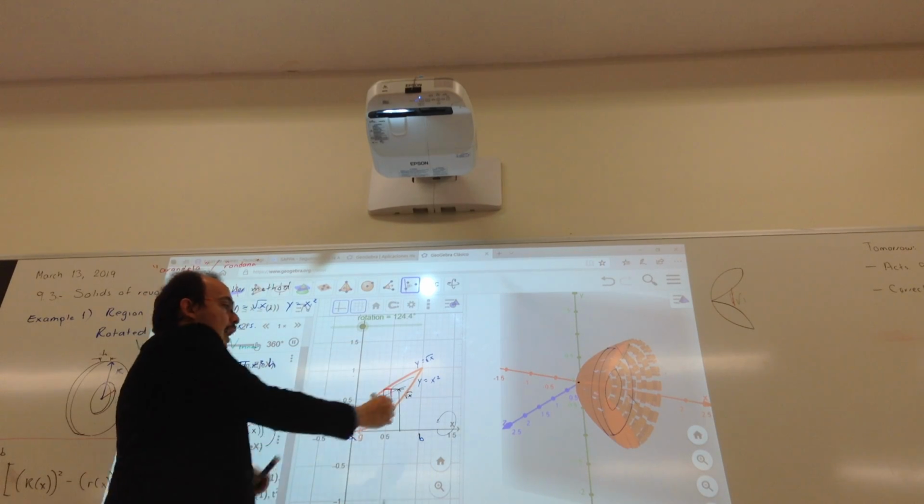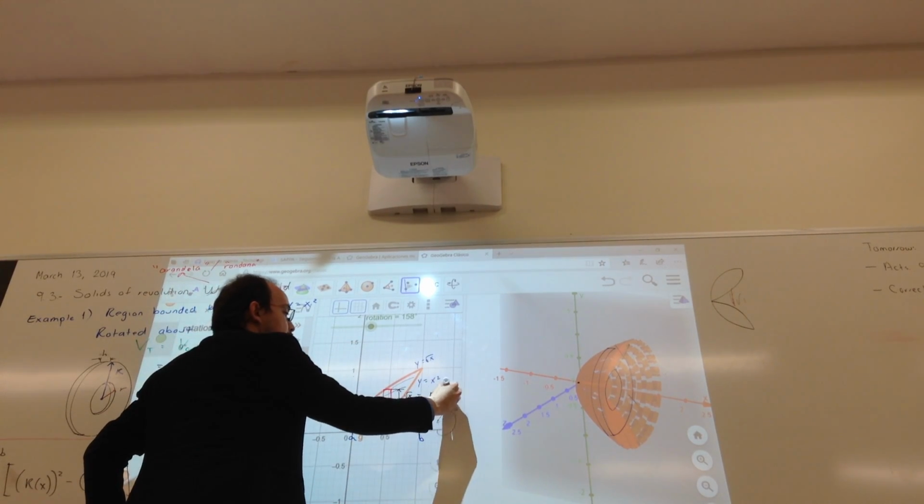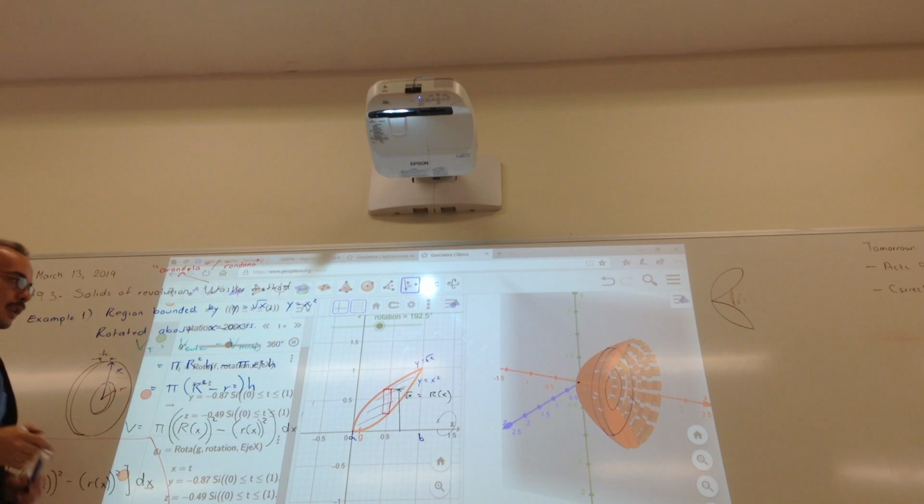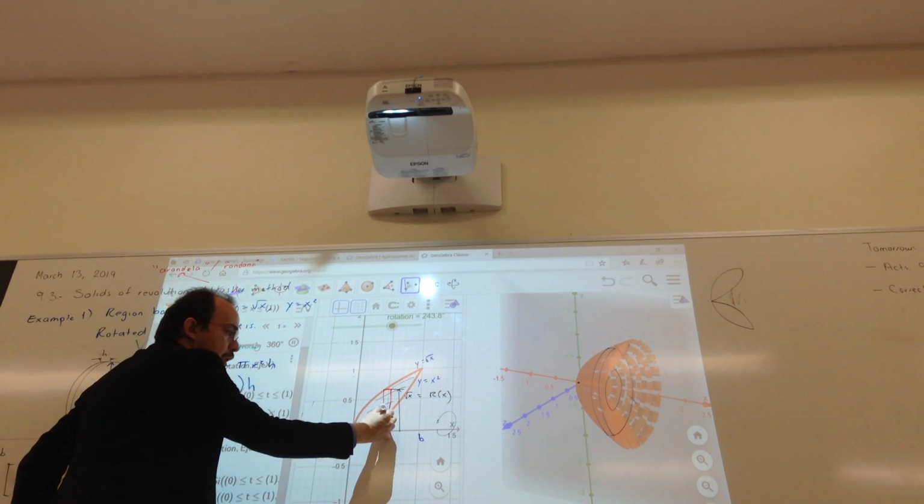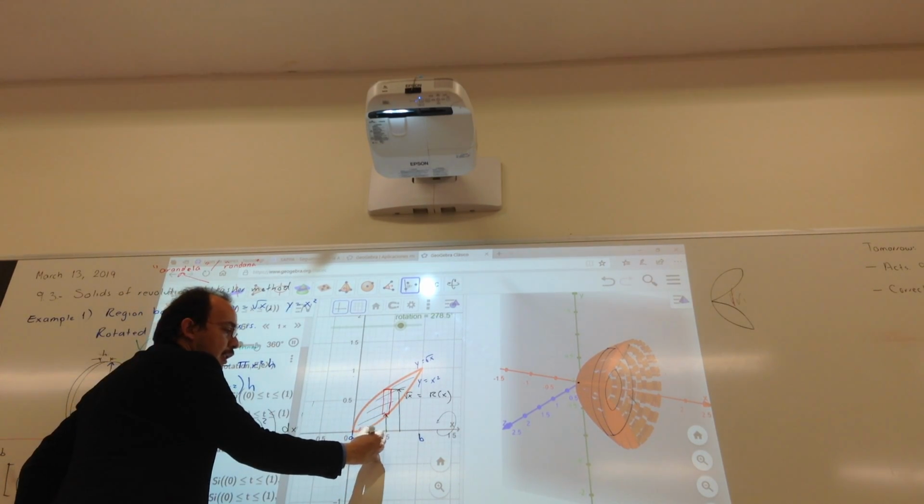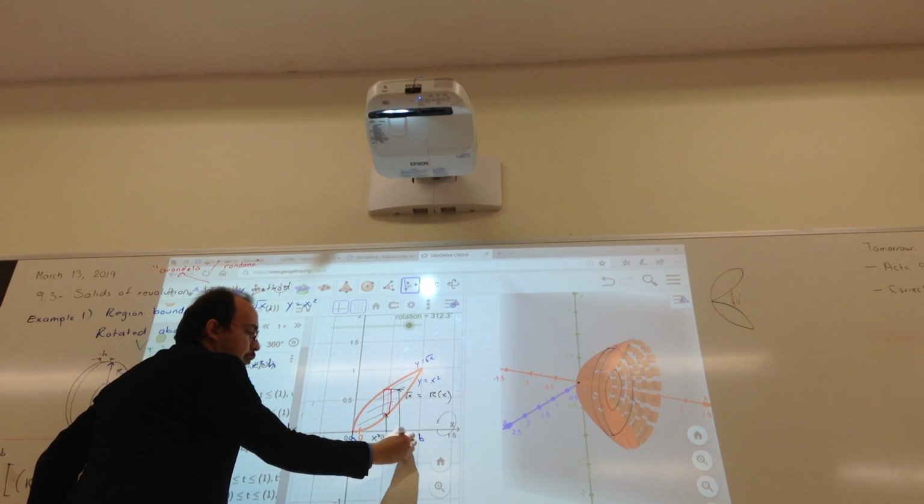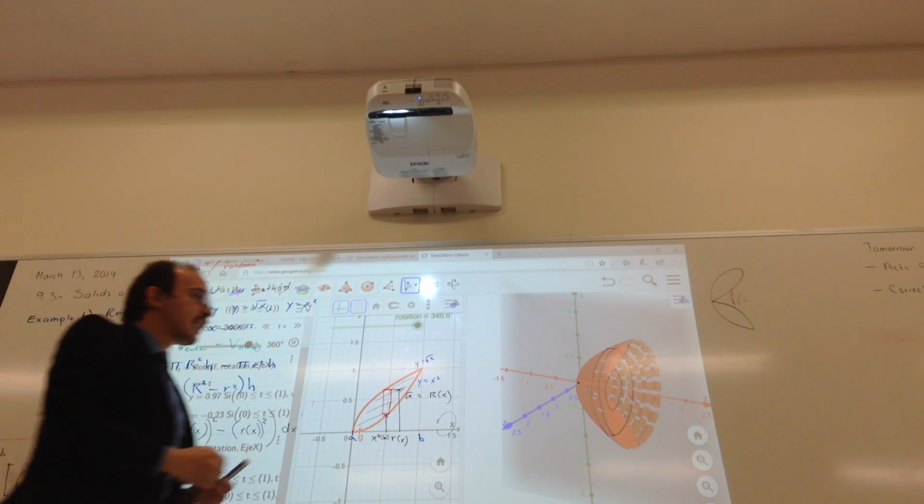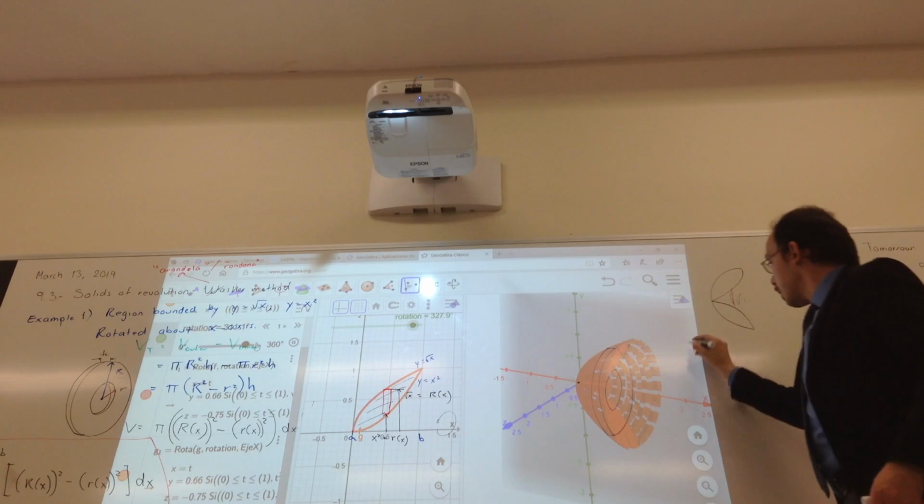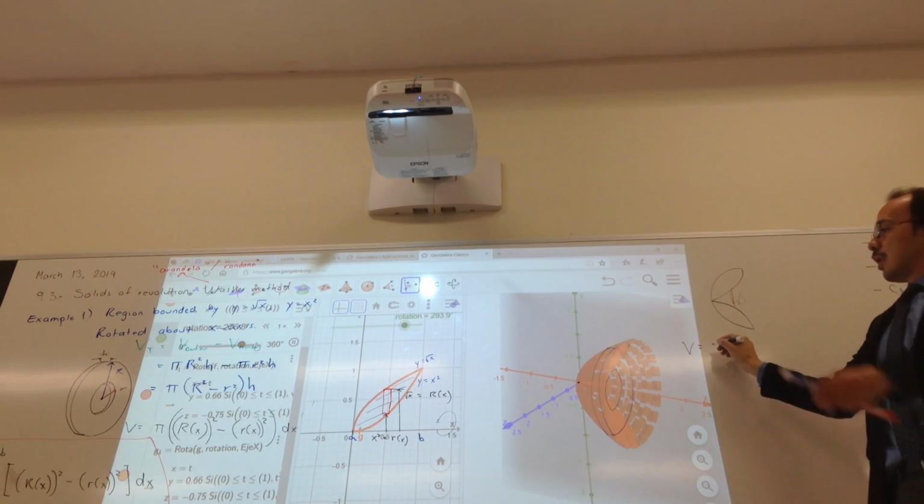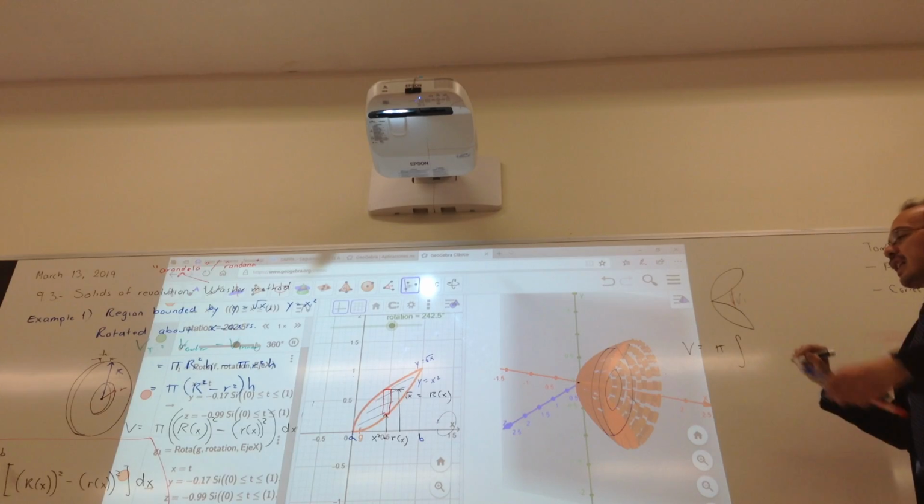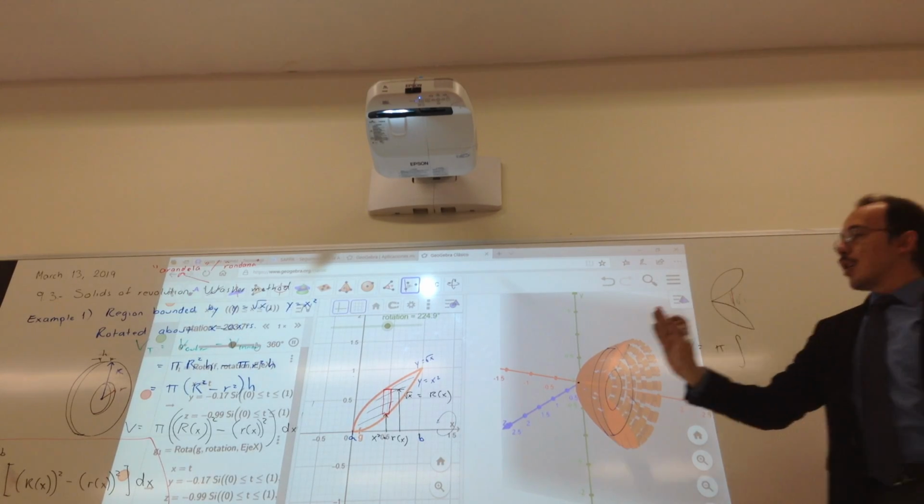The square root of x, and that represents the big radius. This one here is the small radius, and it's going to be what? X squared, and that's the small radius. So when I get my integral, the volume is going to be what? Pi integral. From where to where?